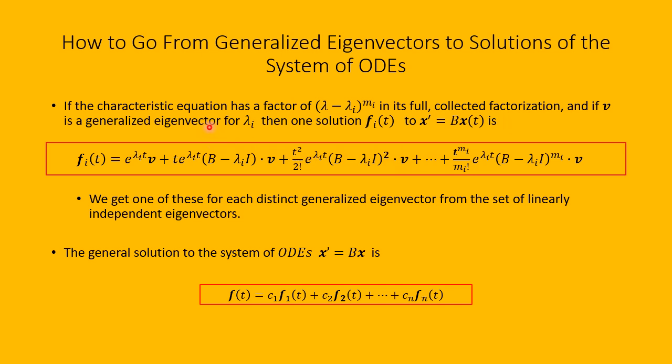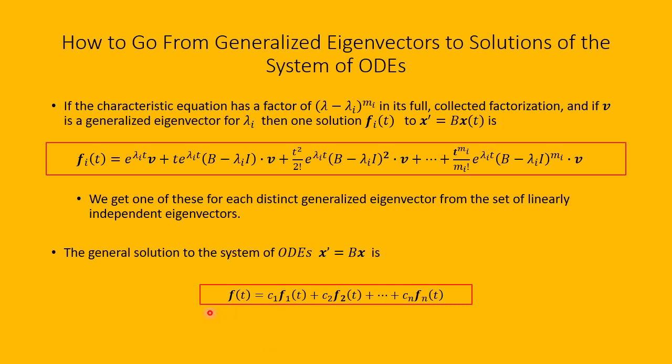So for each one of those generalized eigenvectors, we get one of these solutions. Since we have n generalized eigenvectors for that n by n matrix B, that means that we have n of these functions. We get one of these solutions for each distinct generalized eigenvector from that set of linearly independent generalized eigenvectors. So once we have these n solutions, to get the general solution, all we have to do is take a linear combination of them, an arbitrary linear combination.